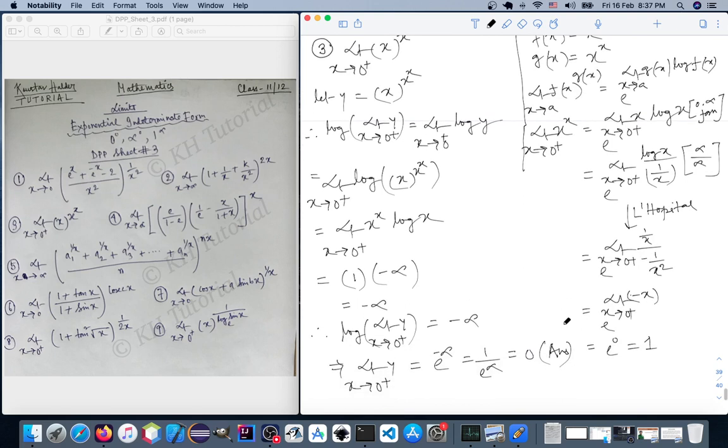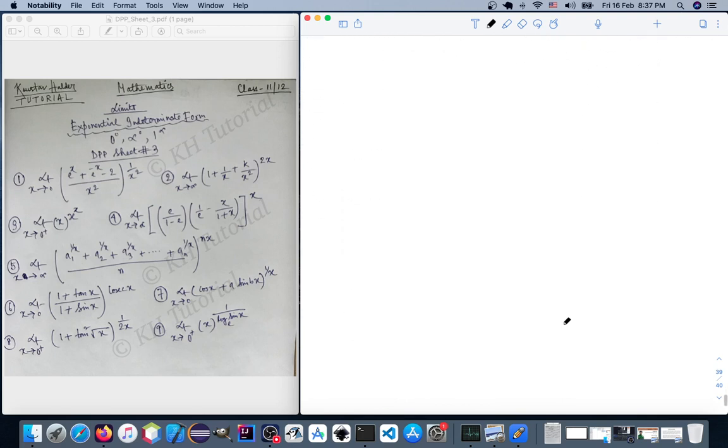Okay, so let's see the next problem. It says: limit x tends to infinity, (e by (1 minus) (1 by e minus x by 1 plus x)) all to the power x.